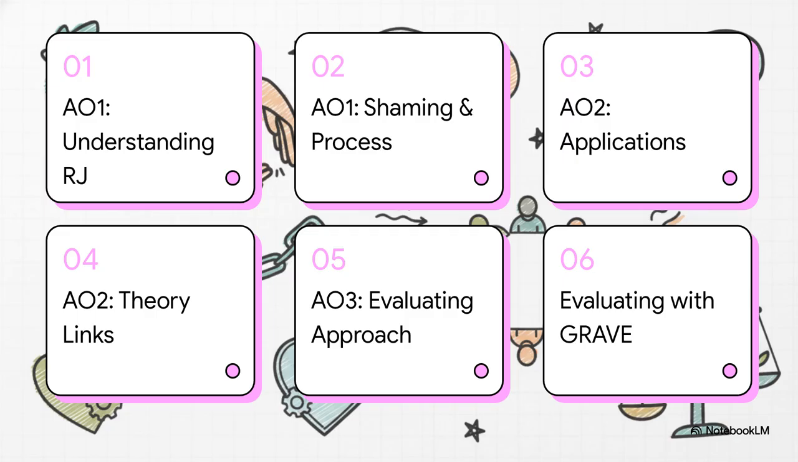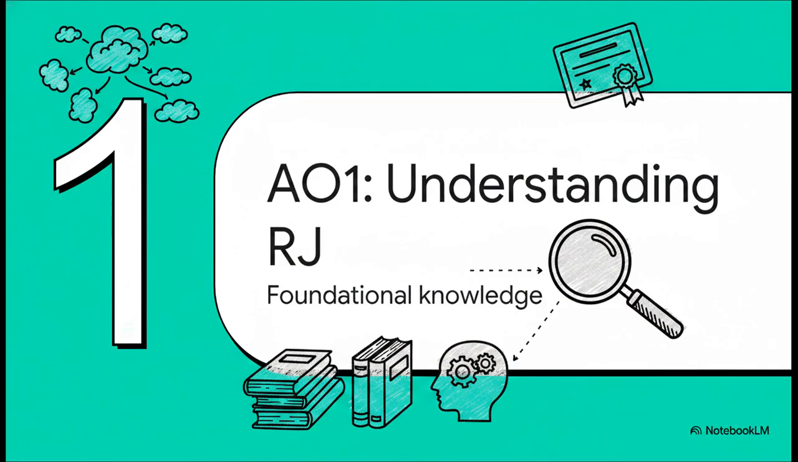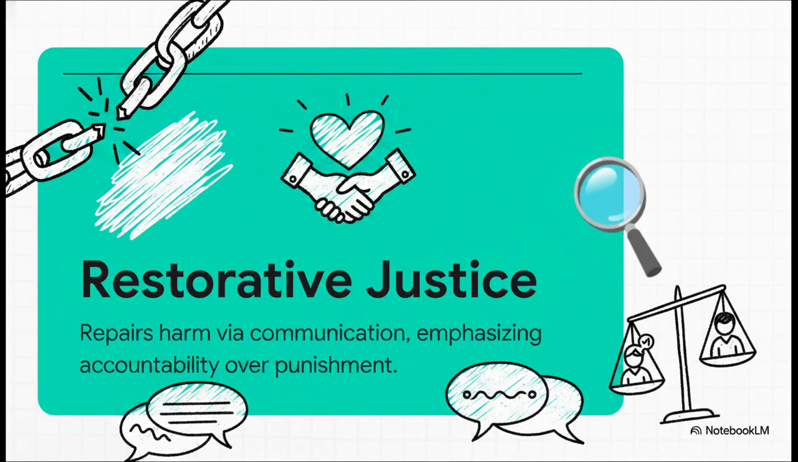Let's get to it. Kicking things off with Section 1, AO1, understanding restorative justice and building that foundational knowledge. The absolutely crucial thing here is starting with our AO1 bucket. We need to nail down what this concept actually is to give examiners exactly what they're looking for. So let's establish our core definition.